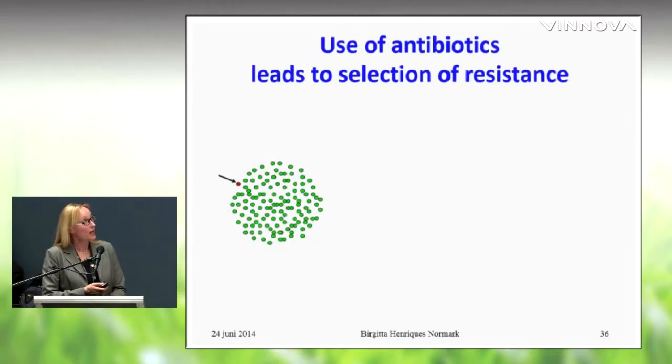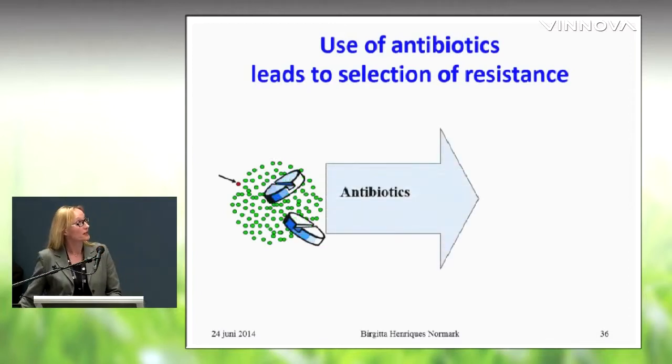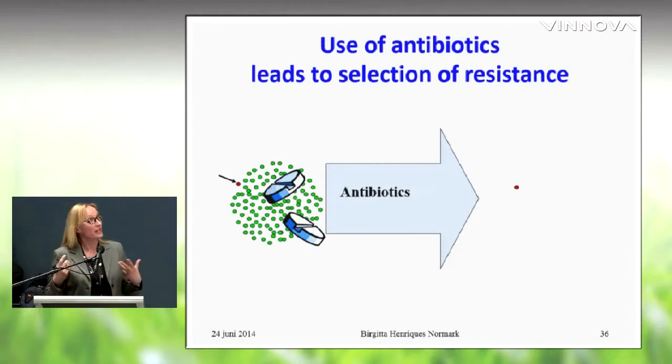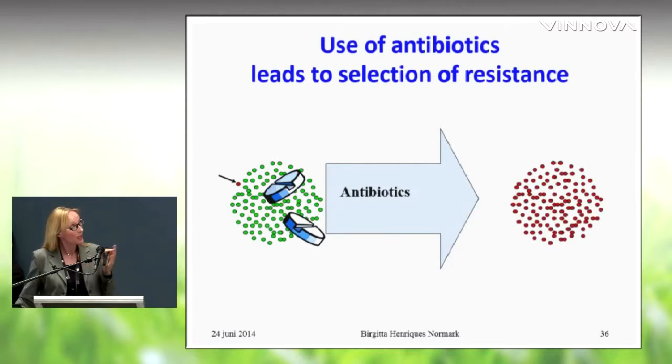If you have a population of bacteria here, and the green ones are susceptible to a specific antibiotic, and you have a red one, a bacterium that is resistant, and you treat with antibiotics, you make a selection. All the susceptible ones, the green ones, disappear. But you still have this resistant one, and it can then expand and grow, and you have a resistant population. So of course, this means that if you use a lot of antibiotics, you have a selection for resistance.